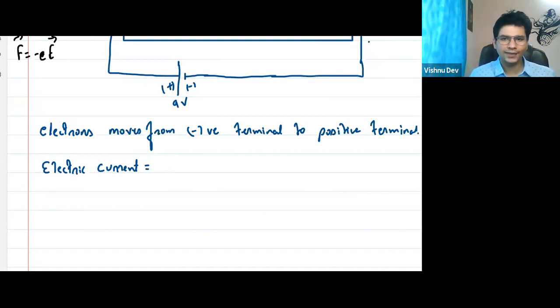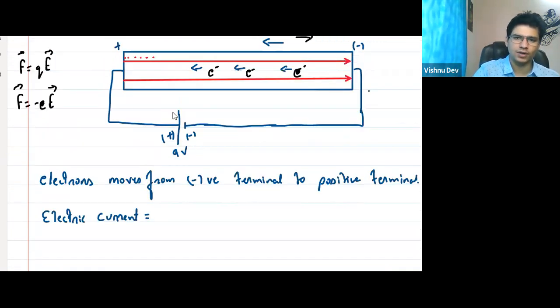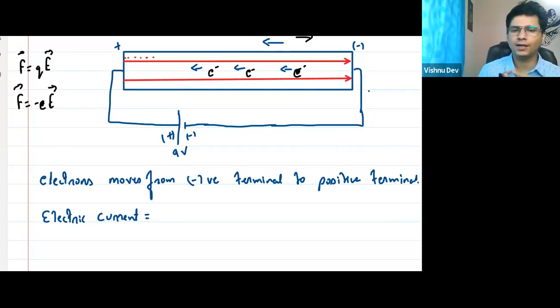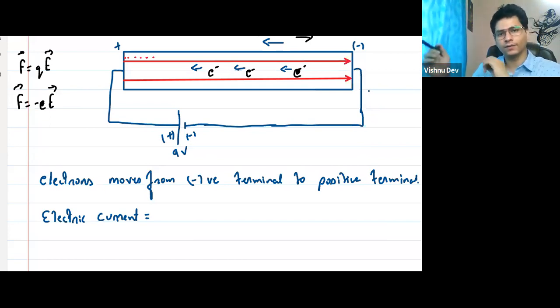So at that time, this concept was not discovered. So they said, okay, there must be something which is flowing from positive to negative. And they said that something should be current. But later we discovered that there is nothing like current which flows from positive to negative, but it's actually electron which flows from negative to positive. Since it was already used, it was a convention, so we are taking it as it is.